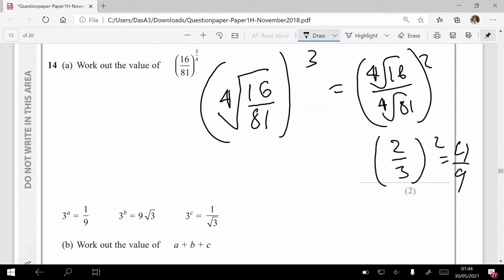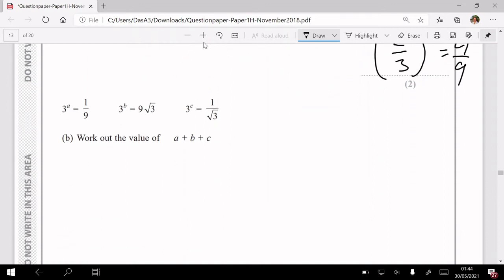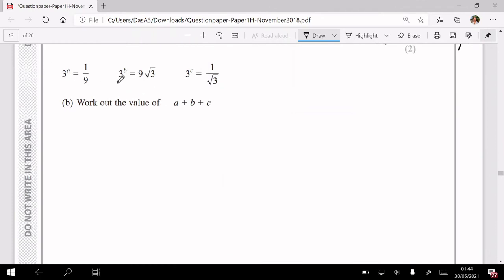Yep, that's it. Now for the second part B, you have 3 to the power of this, and you need to work out the values of a, b, c. Straight away, you know that you need to turn these into powers of 3. So for the first one, 3 to the a is 1 over 9, which is 1 over 3 squared, which is 3 to the power of minus 2. So I would suggest having a look through your indices laws if you're struggling with this.